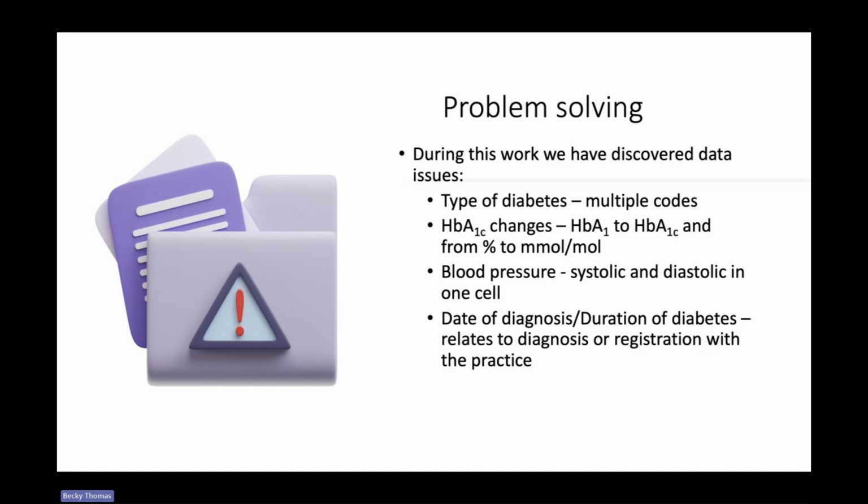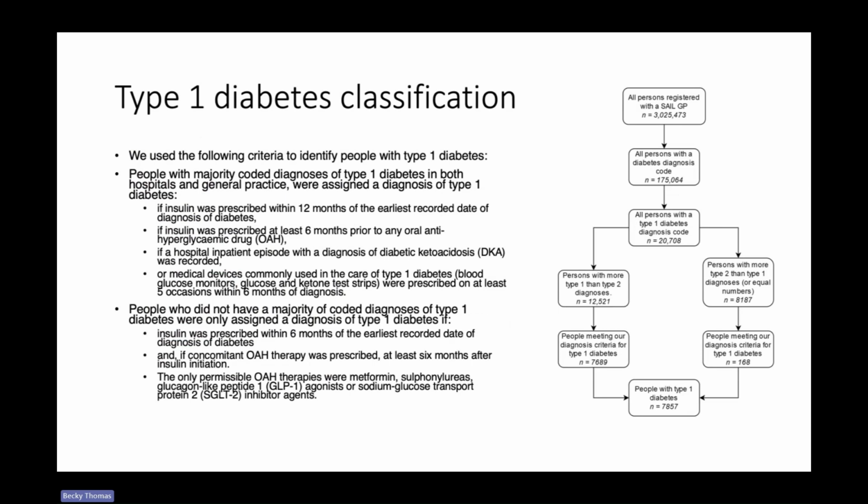Blood pressure is difficult to work with because it's systolic and diastolic all within one cell, and you have to work out which is which. And date of diagnosis of diabetes, meaning that duration of diabetes becomes unreliable if the date isn't recorded properly, and sometimes the date relates to registration with a GP practice rather than when they've actually been diagnosed with diabetes.